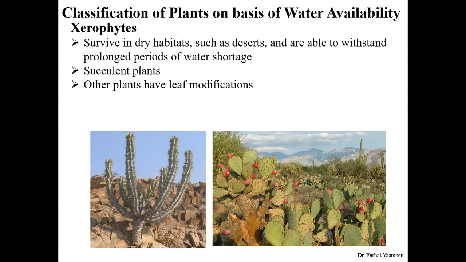These plants also have some other leaf modifications, such as reduced leaf area, and leaves are sometimes modified into thorns, which also help in water storage. Second class is the hydrophytes.